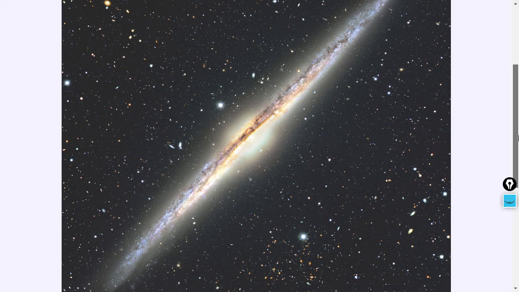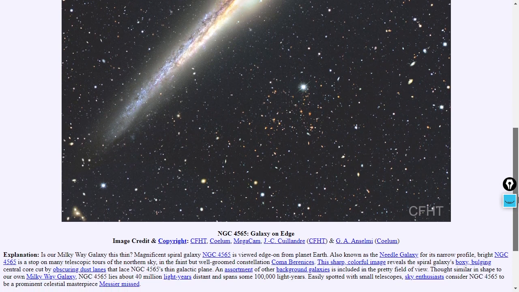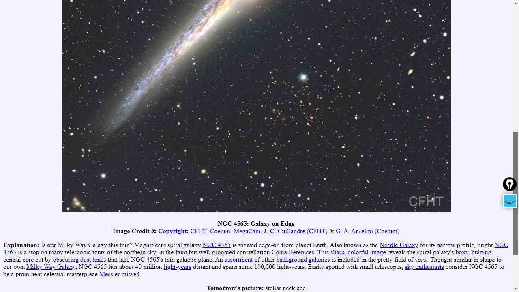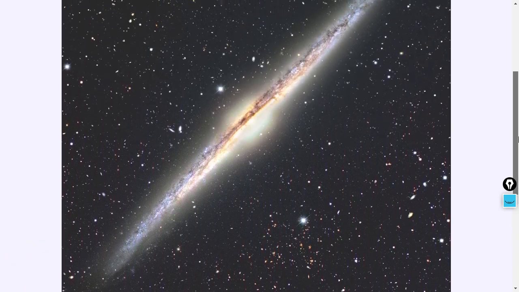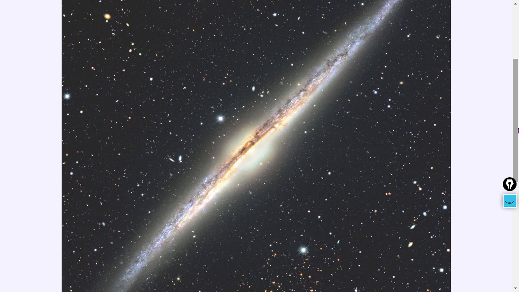But a great view there from the Hubble, perhaps. Let's see. Is it from the Hubble? I have no idea what it's from. It's from CFHT. Okay. Anyway, great shot of NGC 4565.